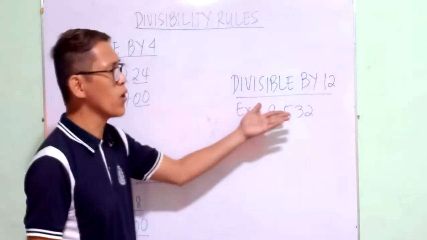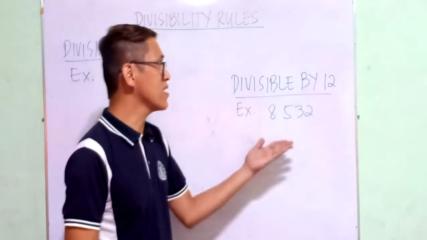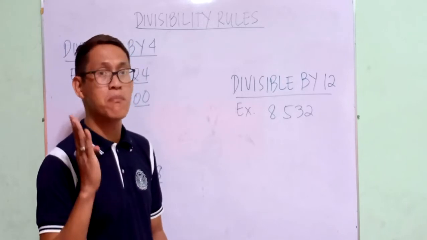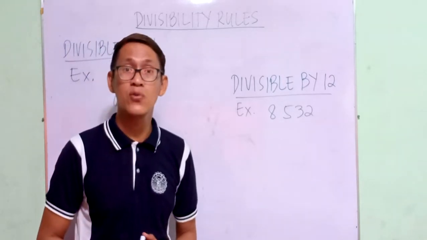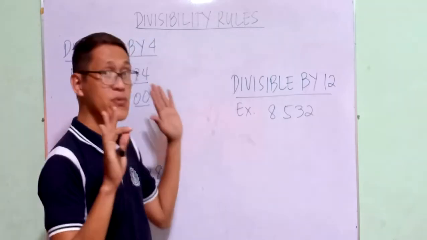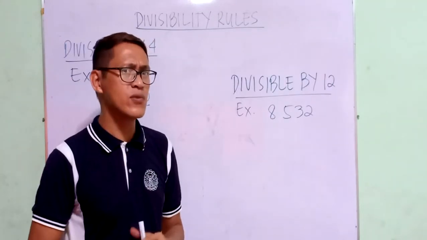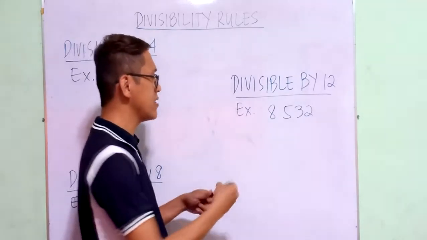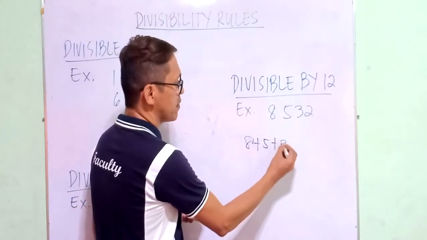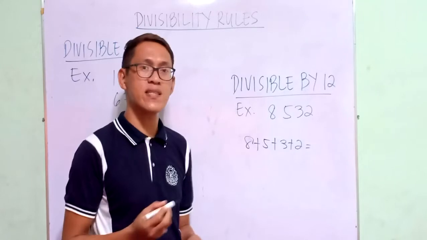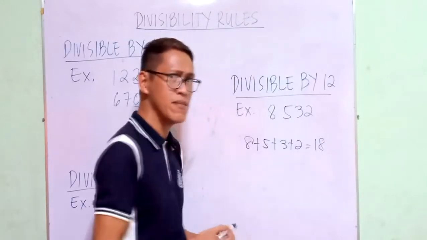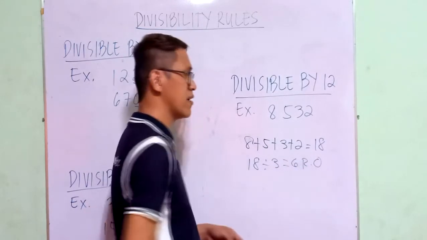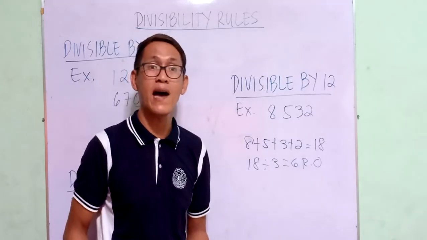What about for divisible by 12? Here you have to consider two things. The number must be divisible by 3 and divisible by 4. So we have to go back to rule 3, divisible by 3 and 4. Again, what's the rule for divisible by 3? Yes, add the digits. Let's add the digits: 8 plus 5 plus 3 plus 2. What is the sum? 18. Can 18 be divided by 3? Yes, that will give you 6 with 0 remainder. Meaning, this number is divisible by 3.